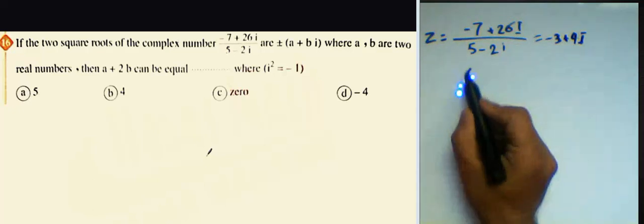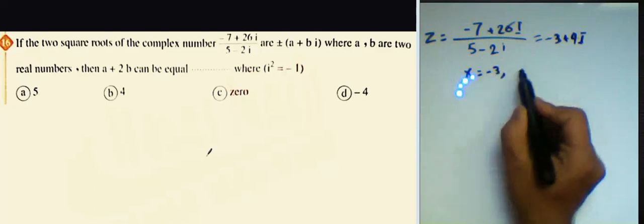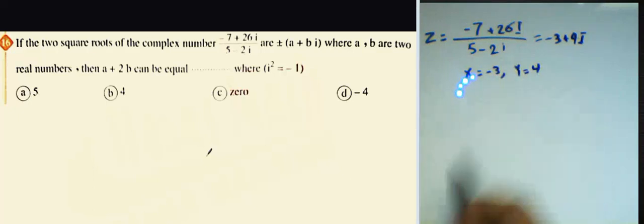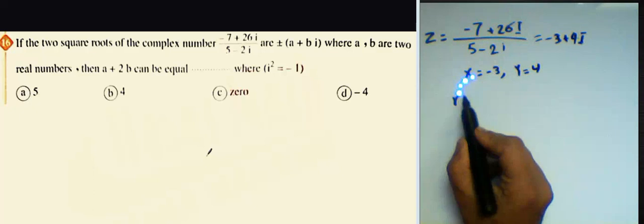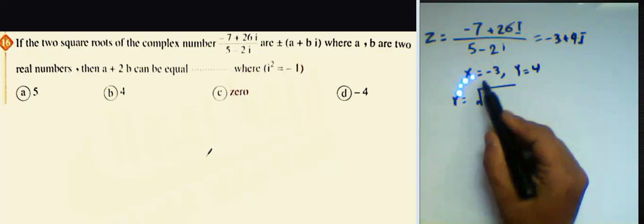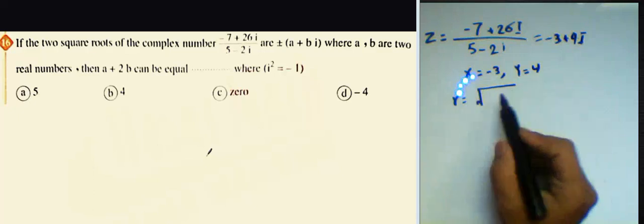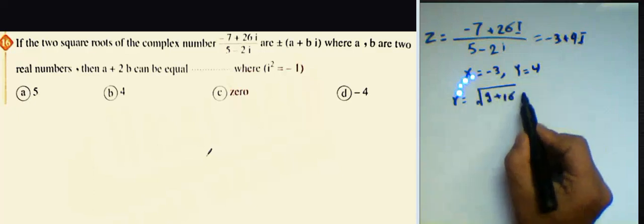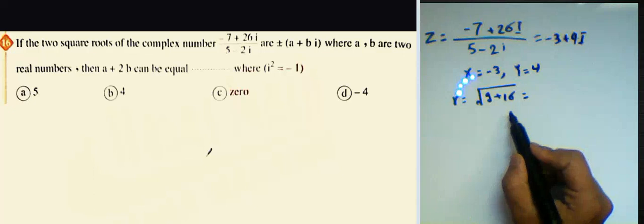We have here x equal negative 3 and y equal 4. We can find r, the absolute value, which is the square root of x power 2 plus y power 2. It will be 9 plus 4 power 2 equals 16. Square root of 9 plus 16 equals 5.